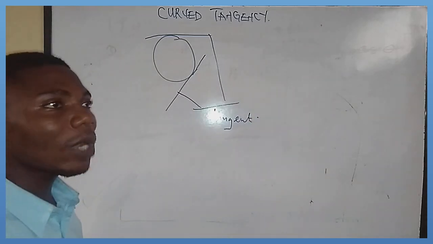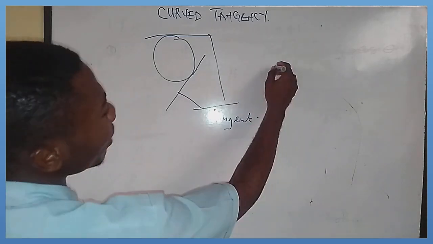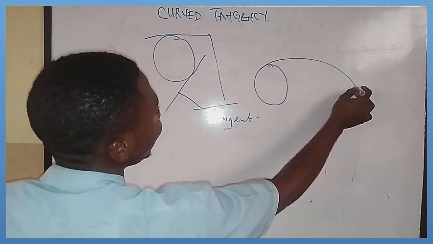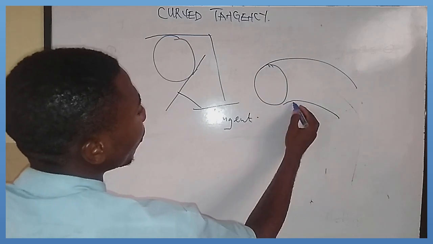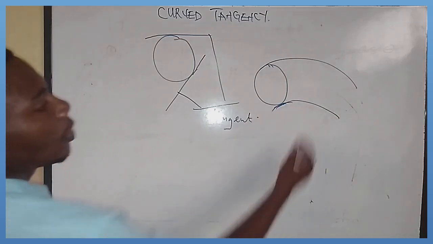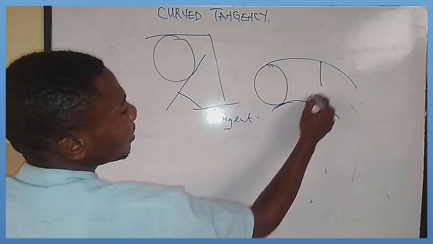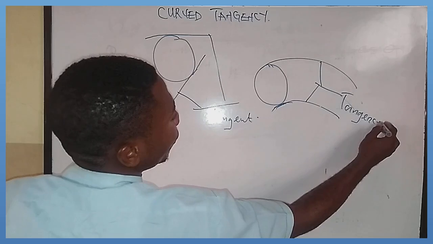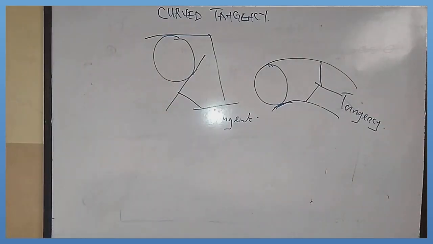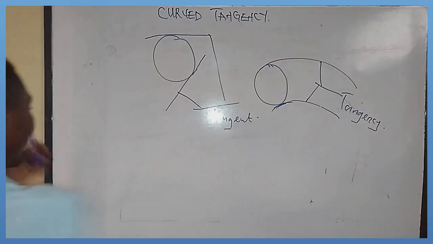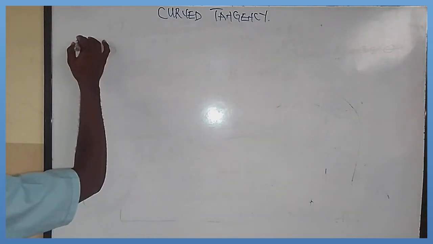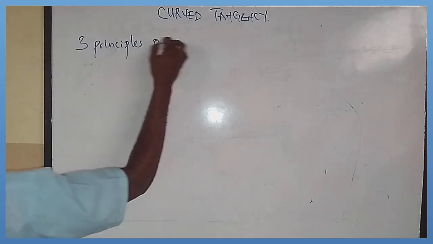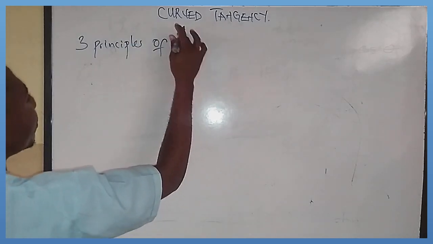But in this particular scenario, whereby we have a circle in this form and we have an arc tangential to it in this manner or in this manner, this first arc and this second arc are known as tangency. And that brings us to the concept of tangency. We have three principles of tangency.